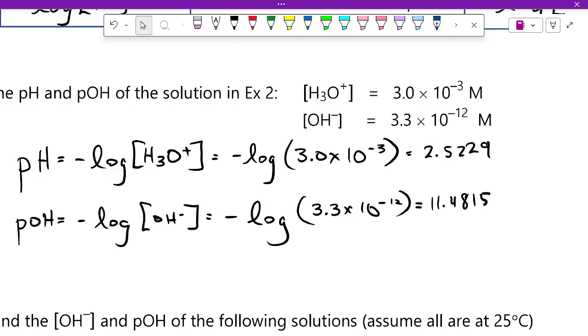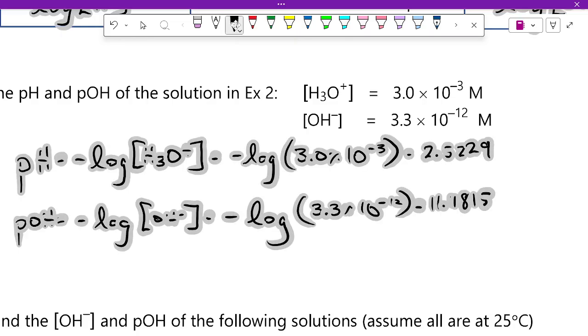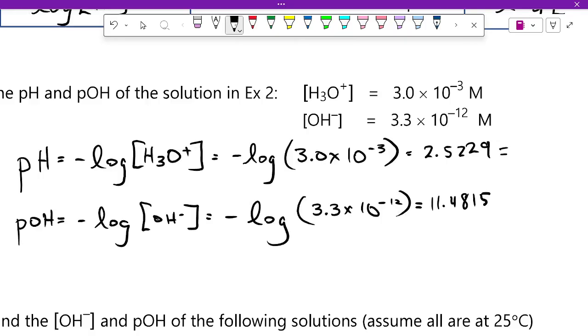All right, what do we think? Sig figs. So this first one should be 2 point what? 52. 2 sig figs. And the next one is 11. Okay, and our next one is going to become 11.48.